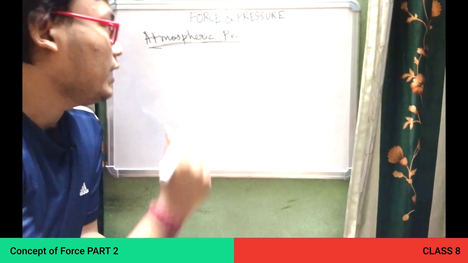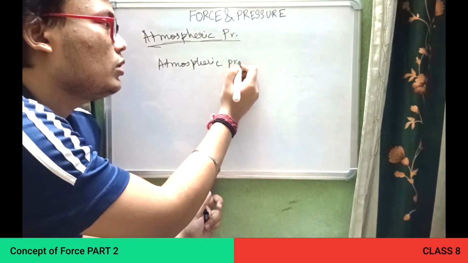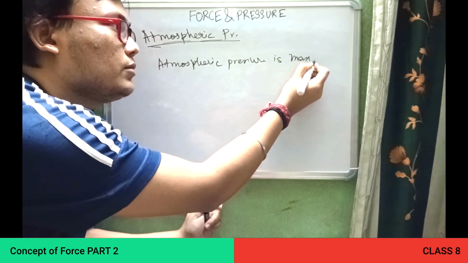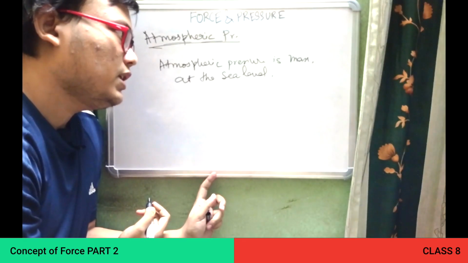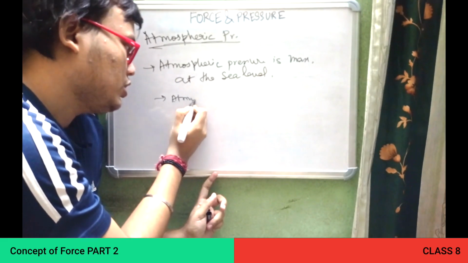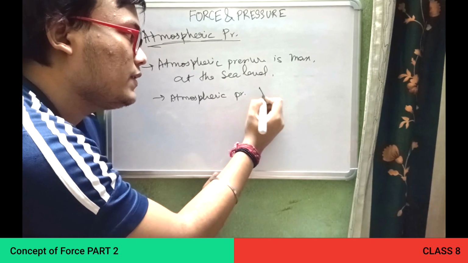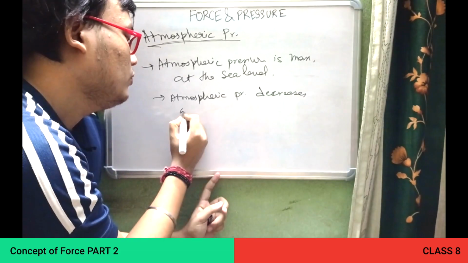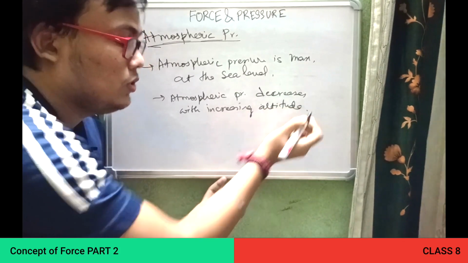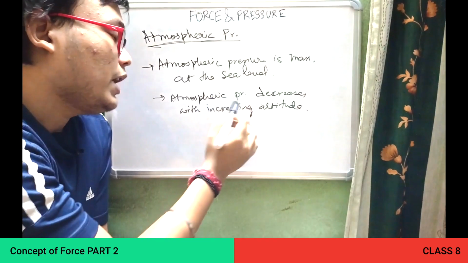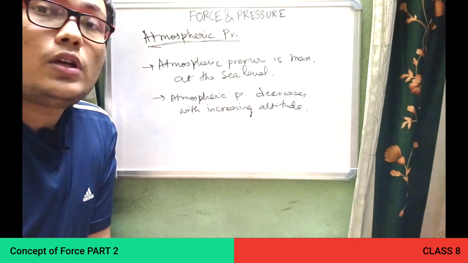Now, one thing we should know before that is that atmospheric pressure is maximum at sea level, and atmospheric pressure decreases with increasing altitude. So at high altitude, the atmospheric pressure is much less, and mountaineers get nosebleeds.